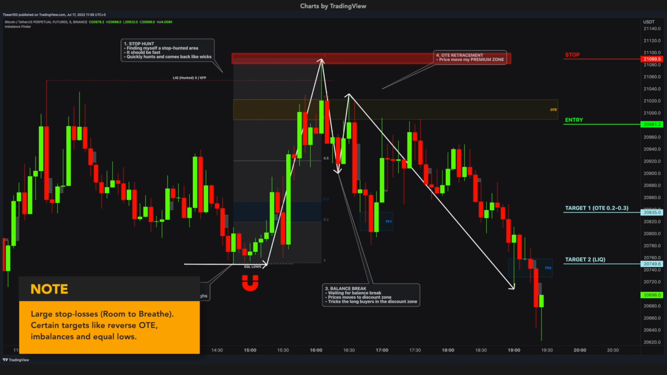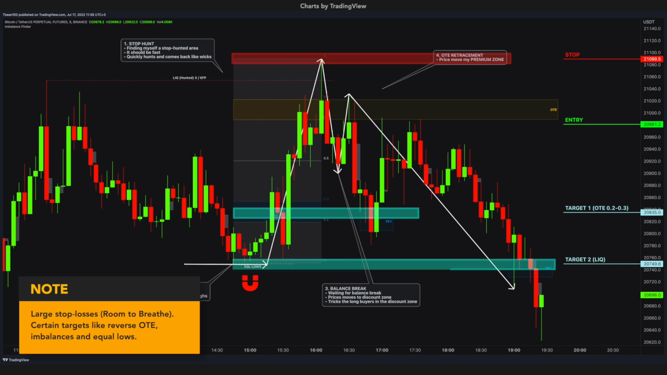As a target point, I always try to encourage you to take partial profits. However, if you fully trust the trade, of course you can leave it as it is. The first partial profit point is reverse optimal trade entry between 0.3 and 0.2 area. Or if there is an imbalance, I would definitely suggest you take profit. The final and main target is the equal lows here, because this is the area that algorithmic market maker bots target.